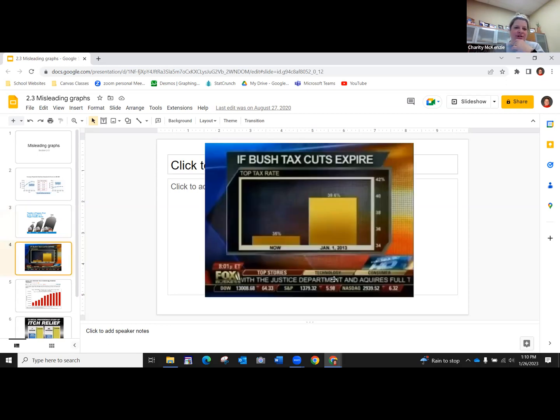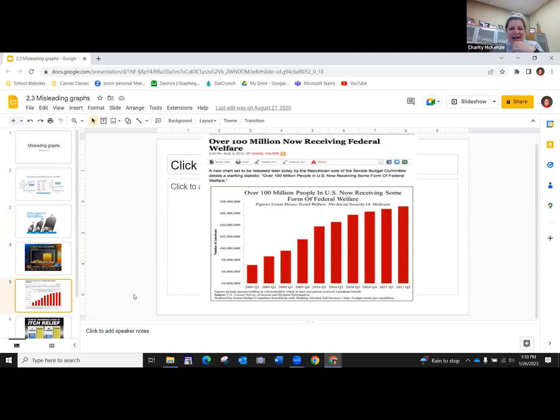Here's another one. If the Bush tax cuts expire, it's like now and then, and what's the difference between 35 and 39.6? I know it's a little blurry because I got it off the web, but the difference is not very much, right? I think if I did the slideshow, you could see it better. And then this one was people receiving federal welfare.